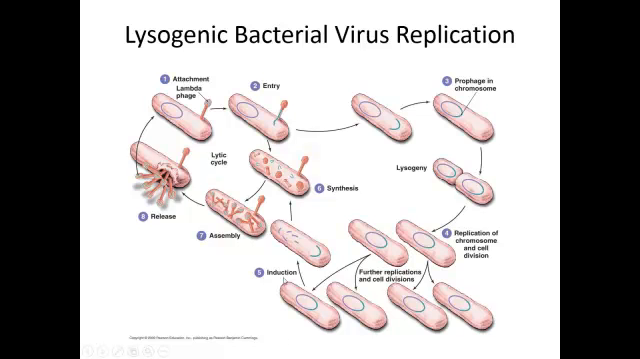Now, if we have an event that we call induction, the bacterial cell is damaged. The prophage says, "Whoa, this ship is sinking, we better get out." They will remove themselves from the bacterial chromosome, chop up the bacterial chromosome, and go into the synthesis, assembly, and release so that they can get to another healthy cell.